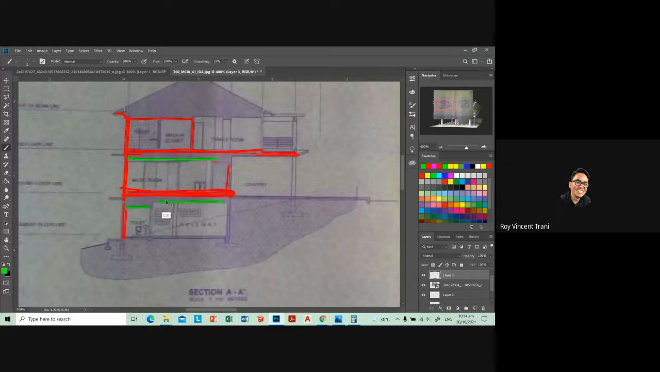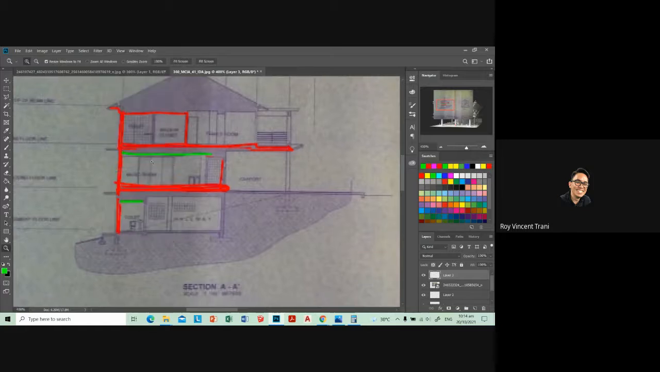I don't know why it's lagging. There it goes. Could it be the ruler? Let me turn off the ruler.